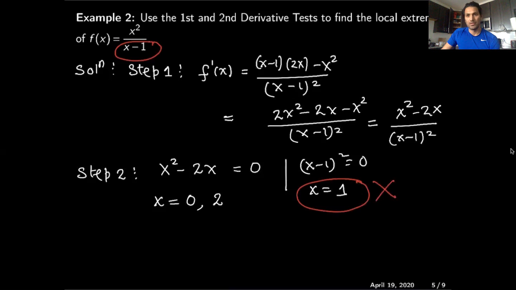There will be no local max or local min if a value does not belong to the domain of the function. So these are our 2 critical values, and we will use the second derivative test on these critical values to find whether each has a local max or local min. So what we'll do, I will go to the second slide, and I will calculate the second derivative of this function, which is x square minus 2x.